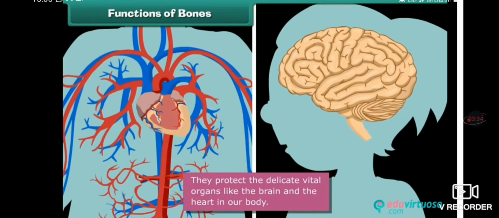The next function of the bones is that they protect delicate vital organs like the brain and the heart in our body. These organs are really very delicate, so we have bones to protect them.